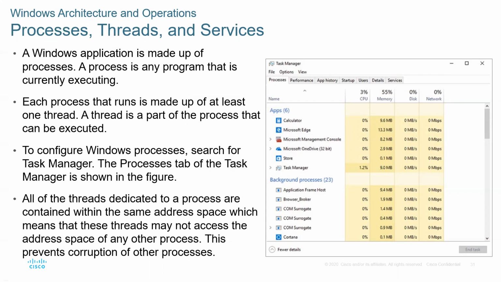And all those threads are dedicated to a process that contains the same address space, which means these threads cannot access the address space of other processes. That prevents the corruption of other processes. So you can't do process hijacking, where I fire up Microsoft Edge, then fire up a command line over here and attack that process. It's in a completely different address space, and I have no access to that address space. However, there are ways to attack that address space and gain access to it.